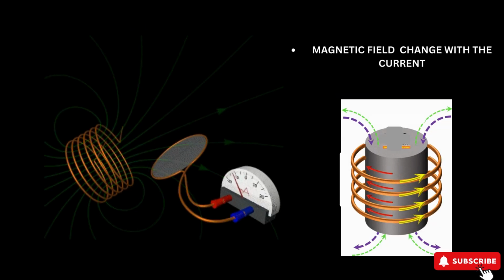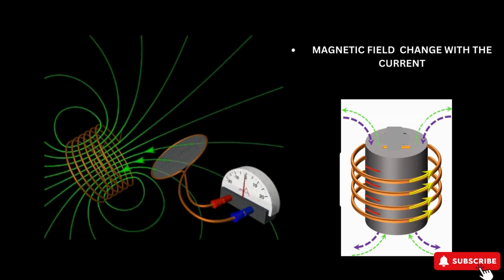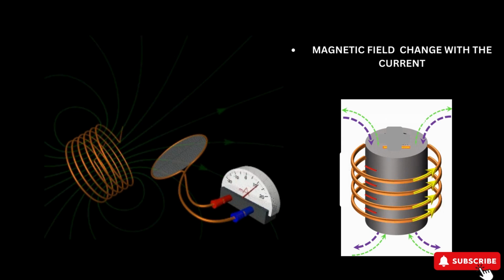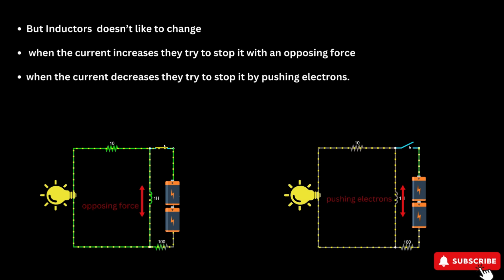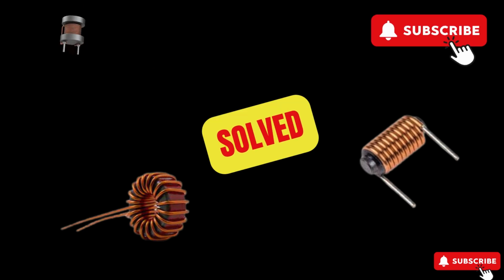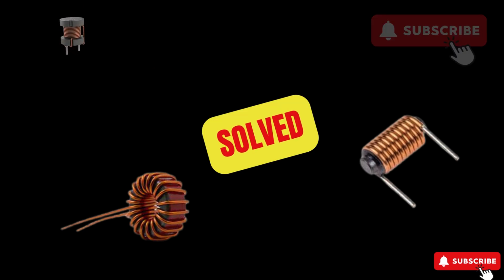When the current changes, the magnetic field around the inductor changes as well. But inductors don't like change. They want to remain the same. That's why when the current increases, they try to stop it with an opposing force. When the current decreases, they try to stop it by pushing electrons. This is the magic behind the inductor. Now it's clear why the inductor behaves like this.